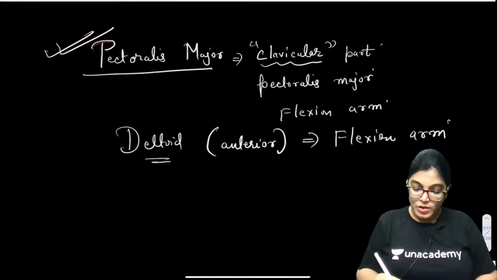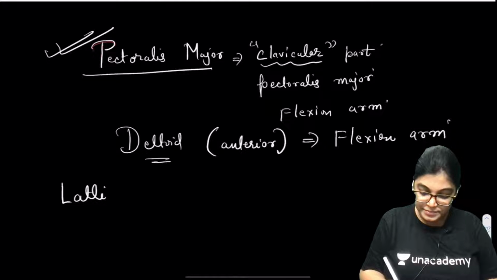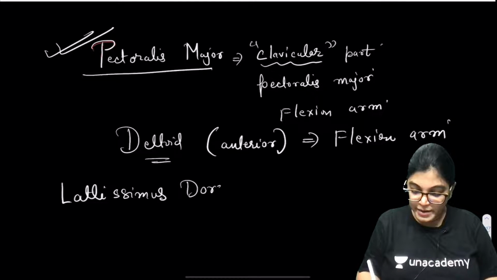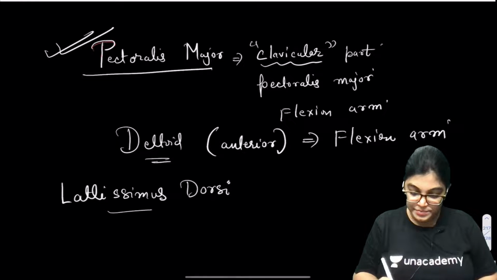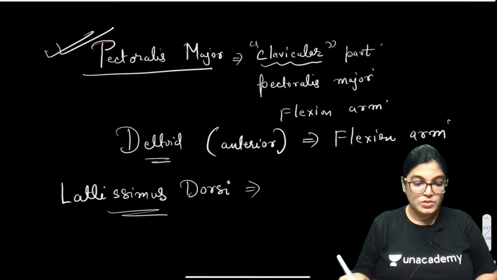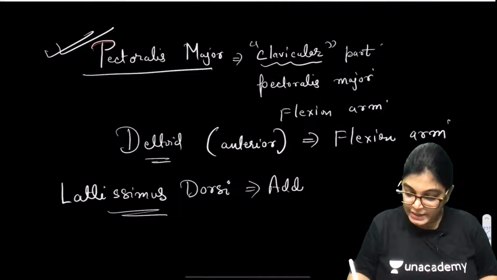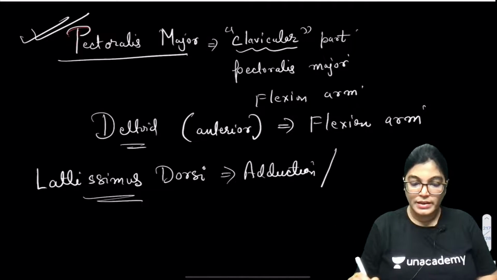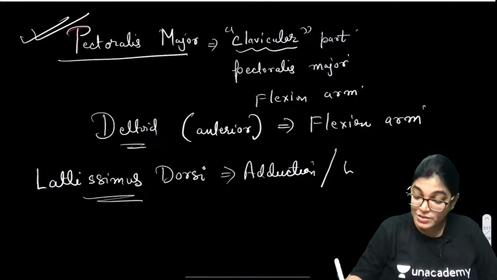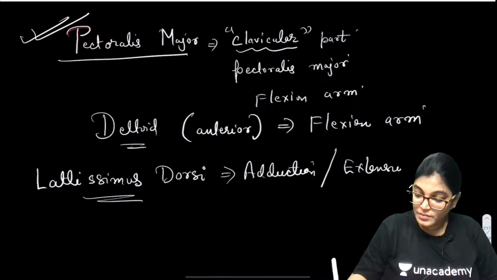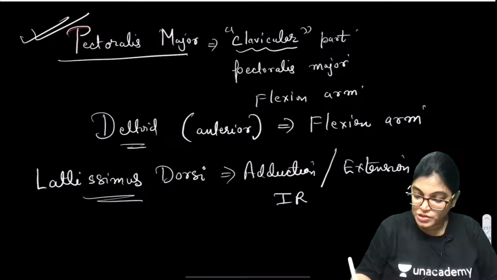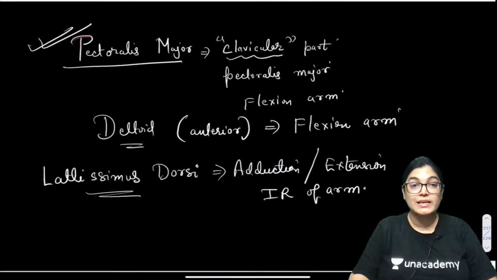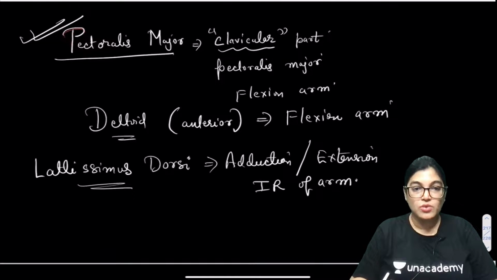The other muscle was latissimus dorsi, and latissimus dorsi is causing adduction, extension, and internal rotation of arm. So, it can't be the correct answer. It is not causing flexion. It is causing extension of arm. So, that is the reason it is not correct.